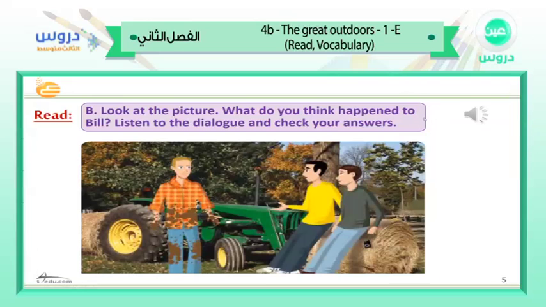4B, the great outdoors. 1. Read. B. Look at the picture. What do you think happened to Bill? Listen to the dialogue and check your answers. Then read it out in groups.